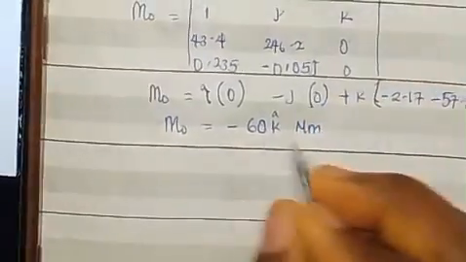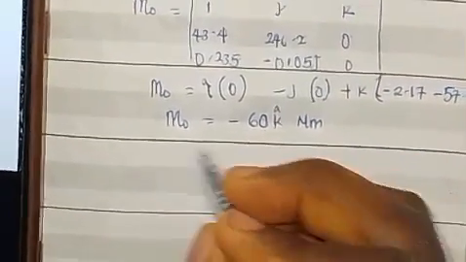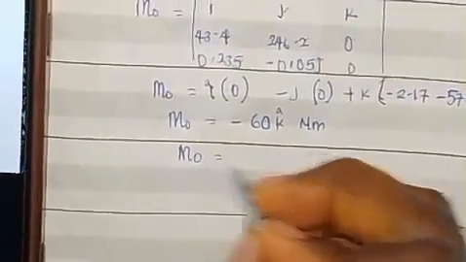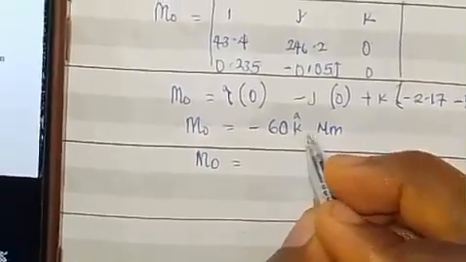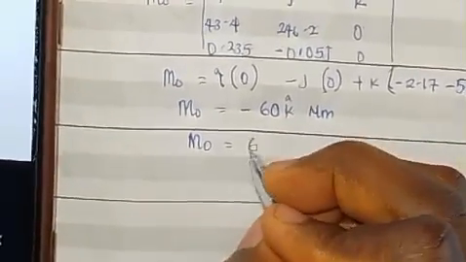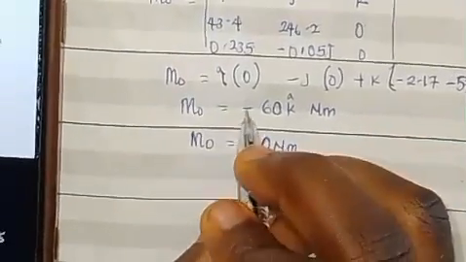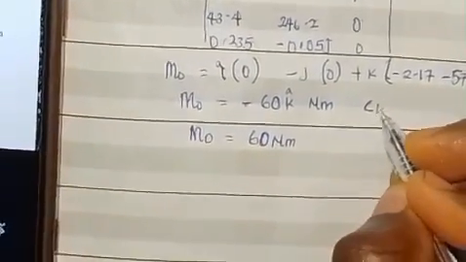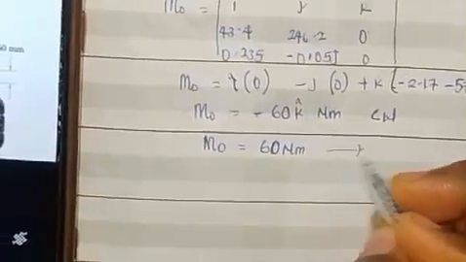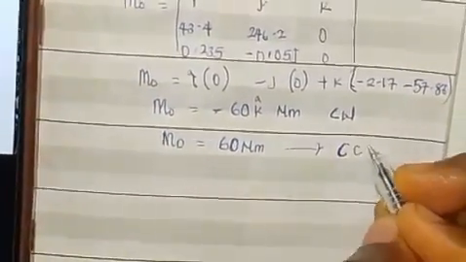So if we take the magnitude of this, since this is just alone, we'll be having our moment about O equals to 60 Newton meter. But don't forget, this minus 60 is indicating it is going in clockwise direction, while this one is telling us it will be counterclockwise direction.